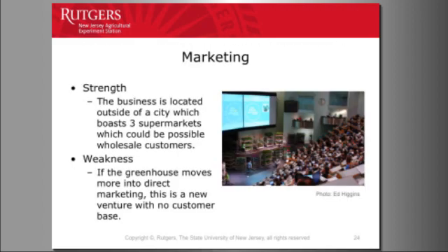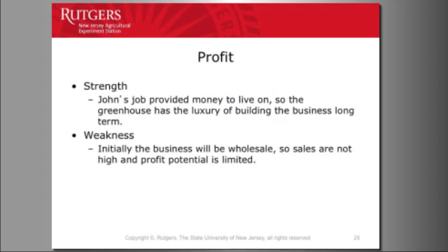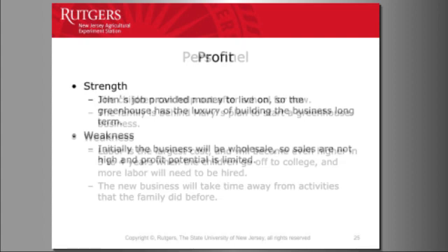Okay. Marketing. A strength is that it's located outside a city that boasts 3 supermarkets that could be possible wholesale customers. The weakness is if they move into direct marketing, this is a new venture that they don't have a customer base for. They bought an existing business, but it's a transition, so they don't have any experience in this area, and they would have to find new customers. In terms of profit, a strength is that John's job is providing money to live on, so the greenhouse has the luxury of building the business long term. Weakness is that it's a wholesale business, so the profit potential isn't as high as if you're doing retail, and it's a fairly small greenhouse.